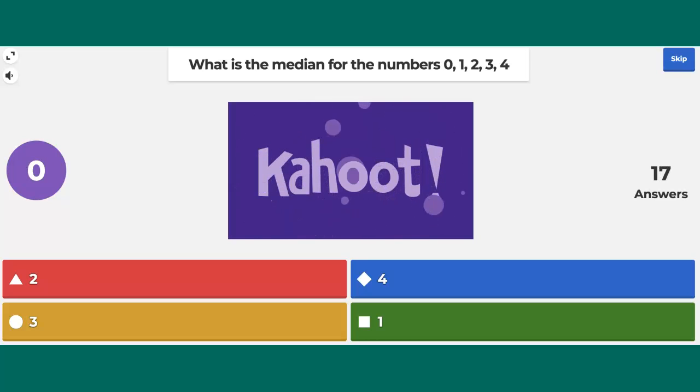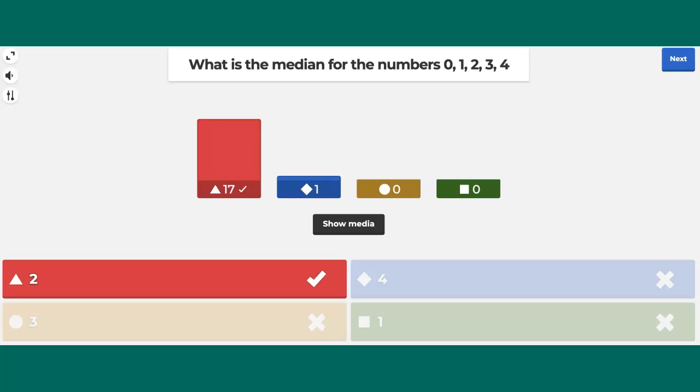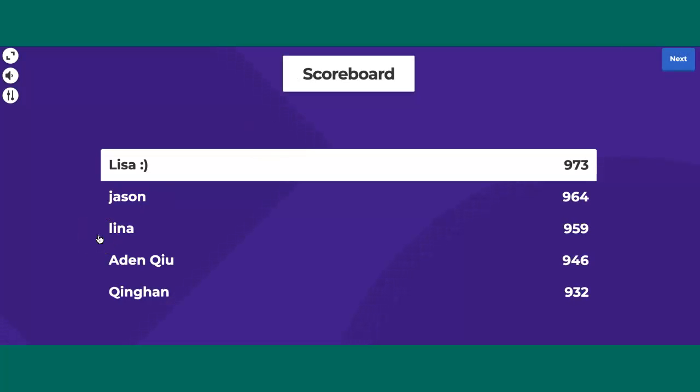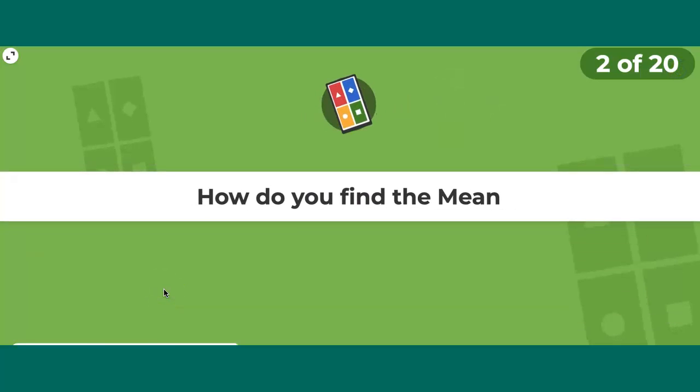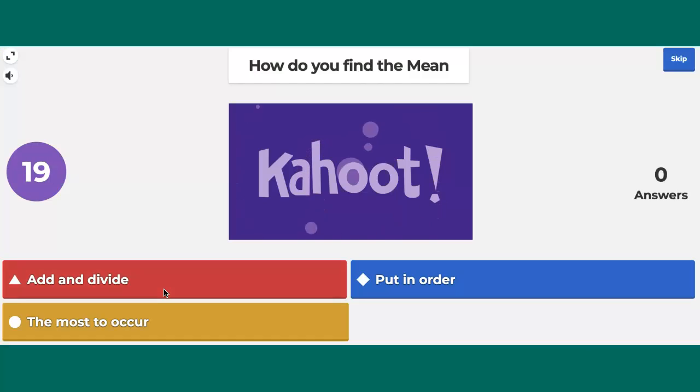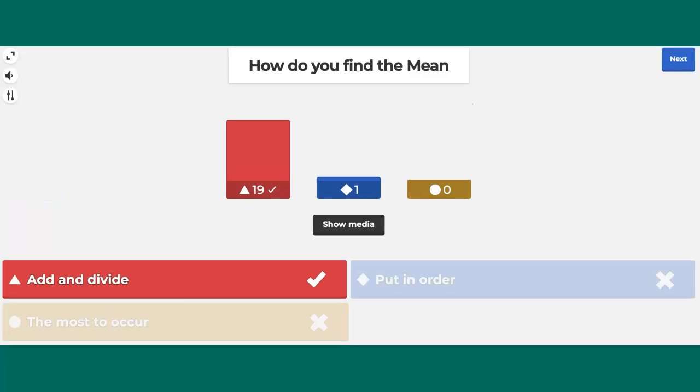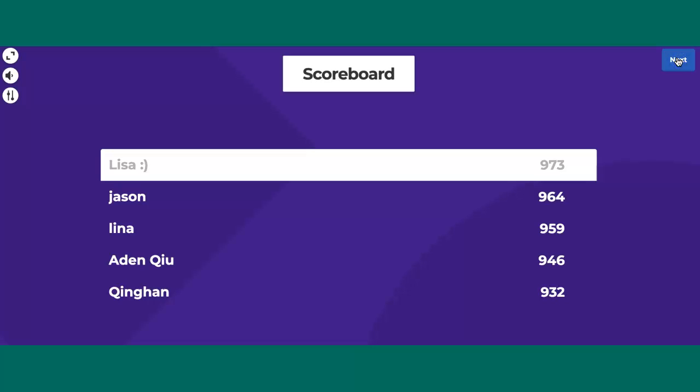This is easy. All right. There is one who is so straight. Next. How do you find the mean? Identify the most, put in order. Why is there always one person that is odd? Next.